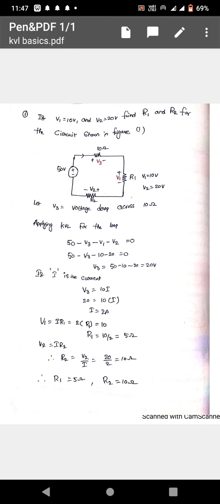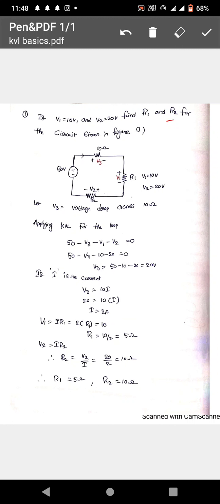Coming to KVL basic problem. What is KVL? The algebraic sum of total voltage drops in any closed loop equals 0. The problem is V1 equal to 10 volts and V2 equal to 20 volts. Find R1 and R2 for the circuit shown below.